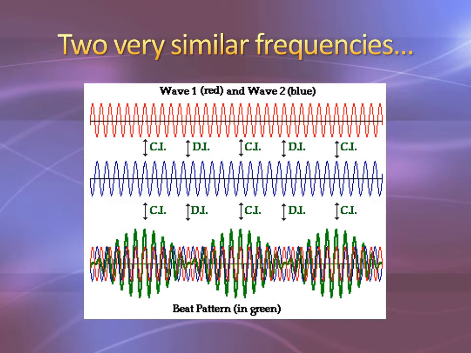Here, you can see that when they're superimposed, you get this repeating pattern where you have a large amplitude, and then just about none, and then large again, and then quiet again. So this is what you hear as a beat.